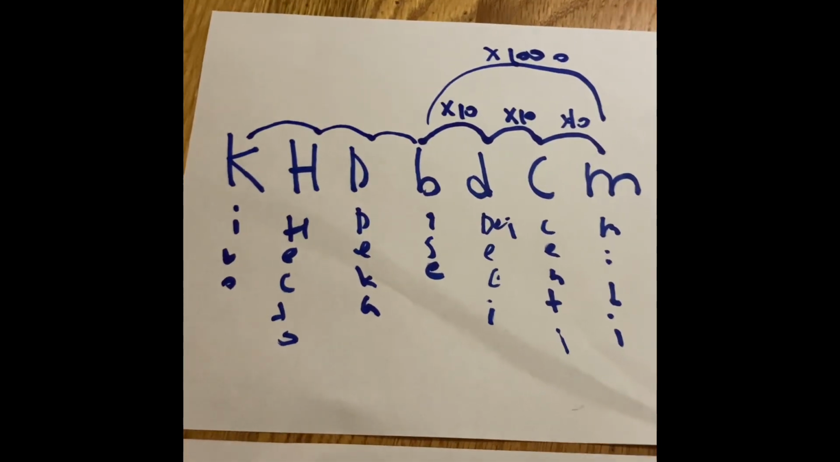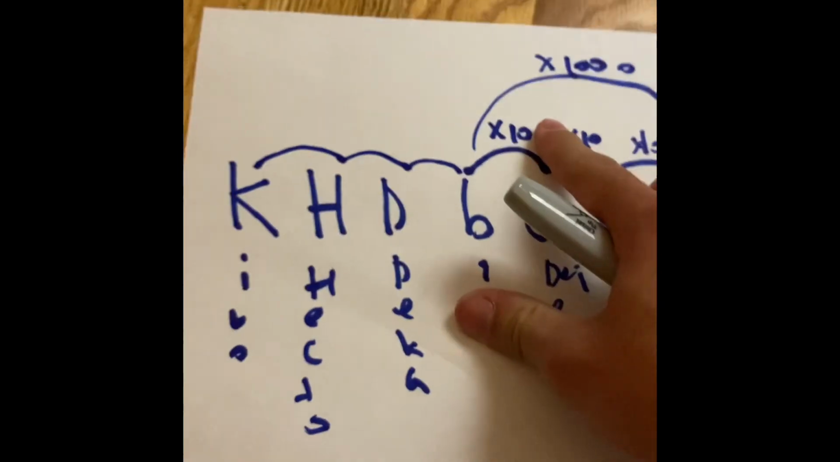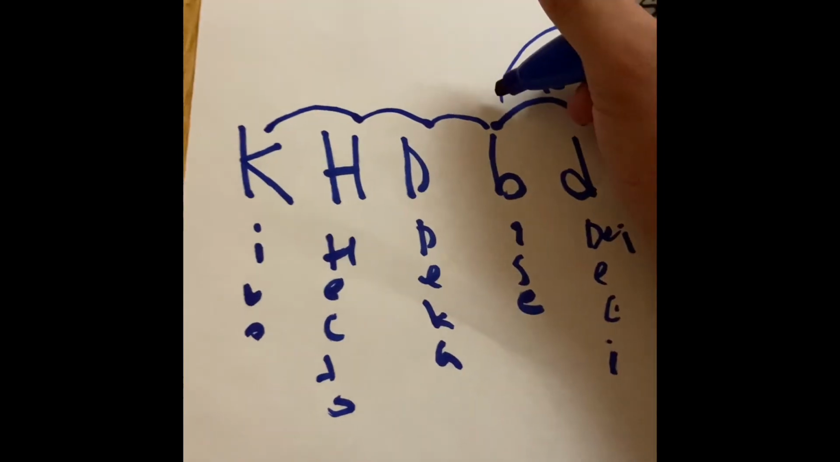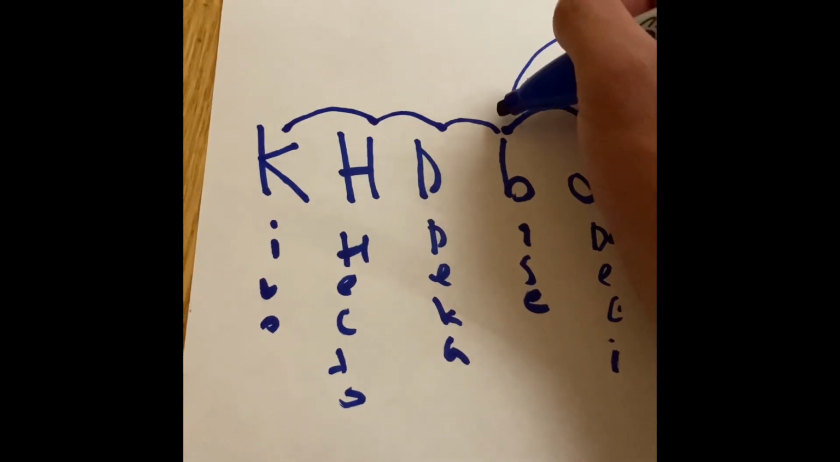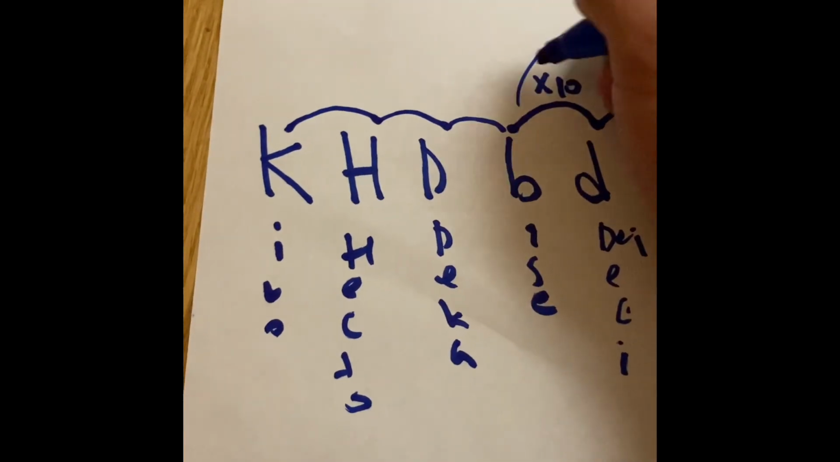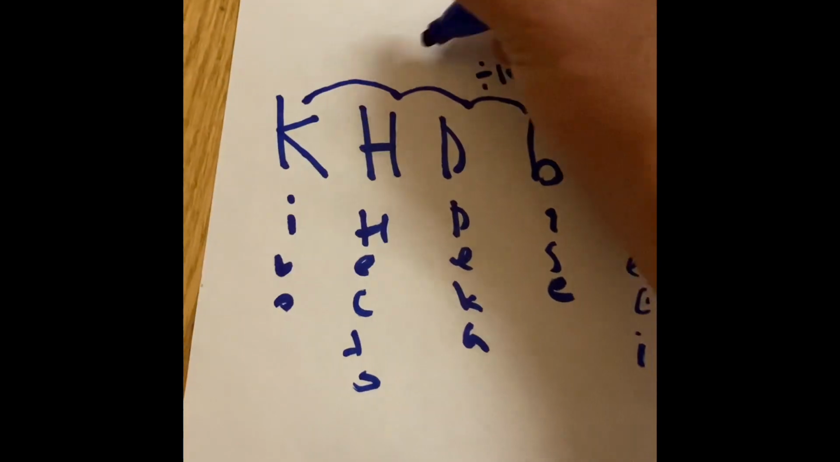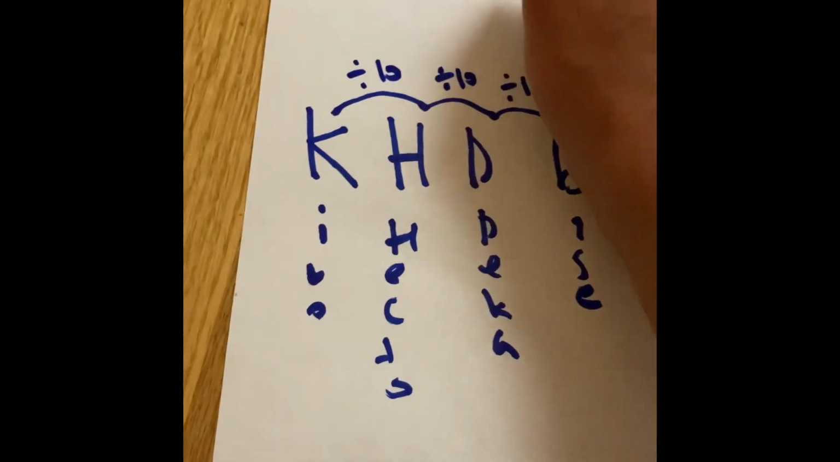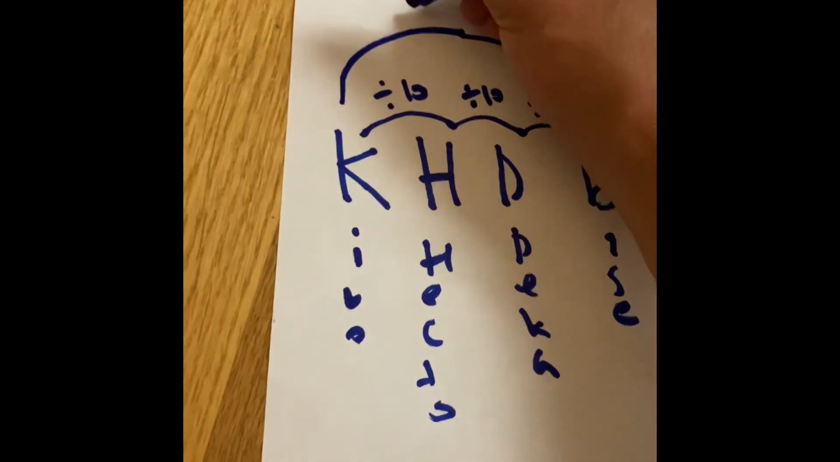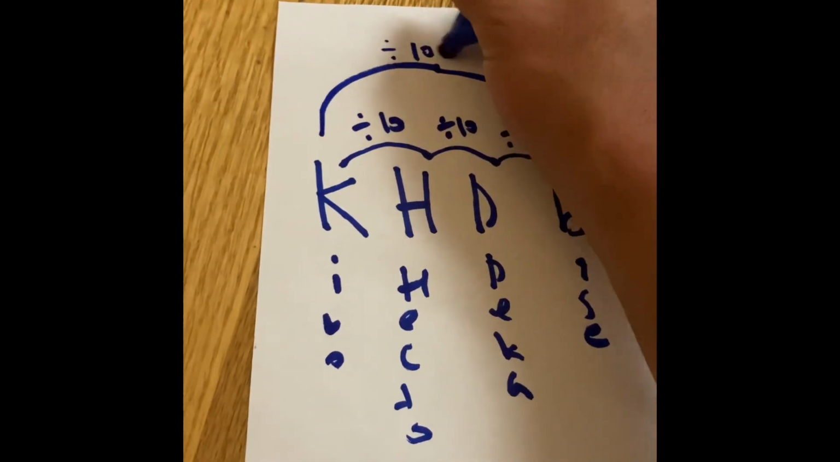If you go to the left, for example, the numbers are going to get smaller because the object is getting bigger or heavier, or it's going to take a lot more time. So instead of multiplying, we divide by 10. Divide by 10 and divide by 10. So I'm pretty sure that we understand the metric system.